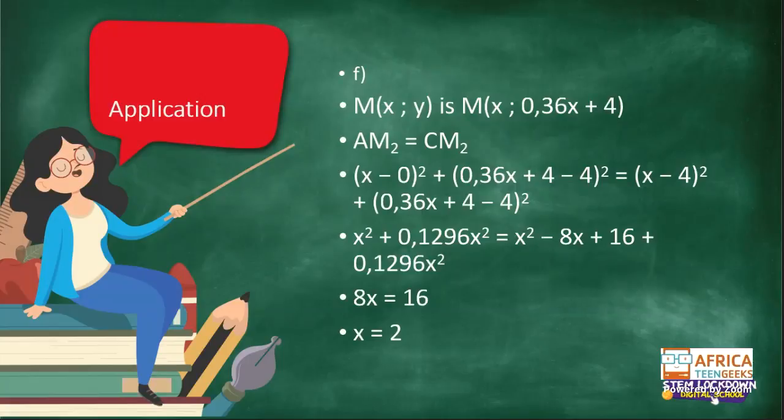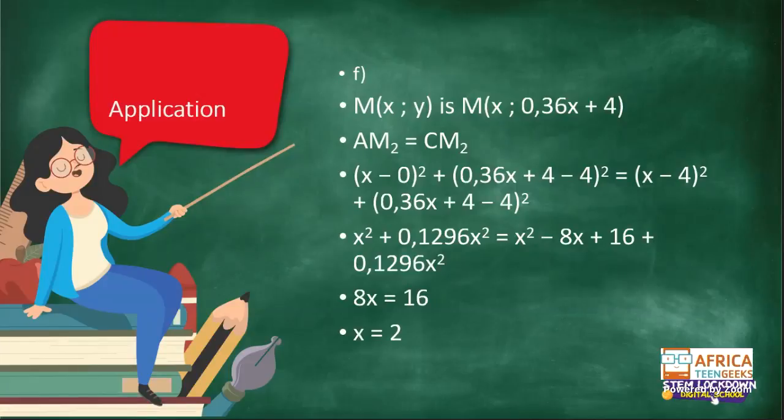You start with AM squared, which is going to be (x minus 0) all squared plus, now the y, remember y of M is 0.36x plus 4, minus 4 all squared. So this is the distance, which is equal to (x minus 4) all squared plus (0.36x plus 4 minus 4) all squared.